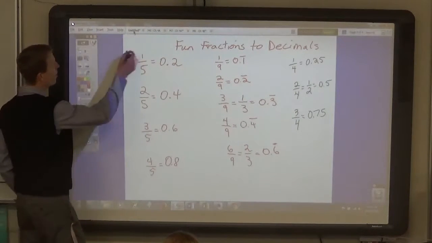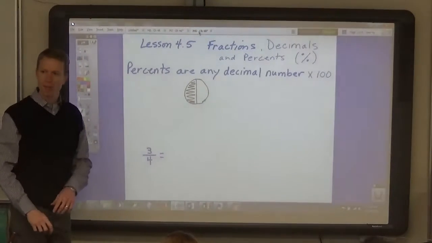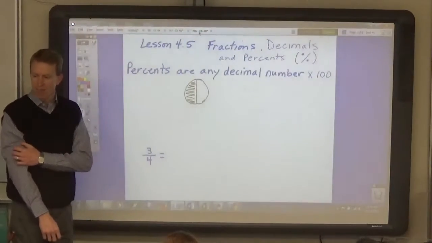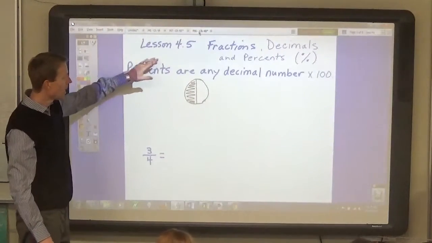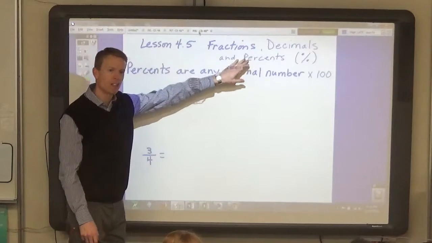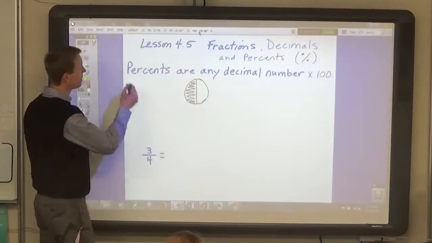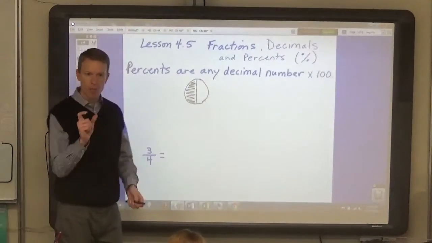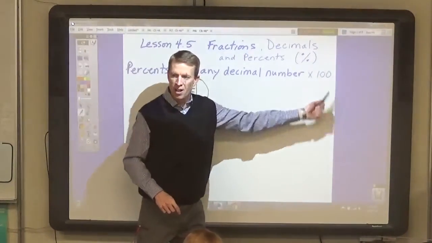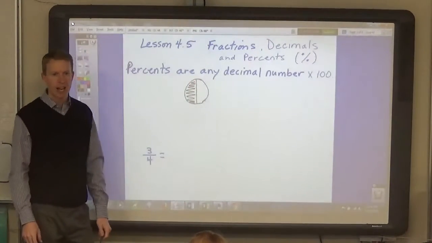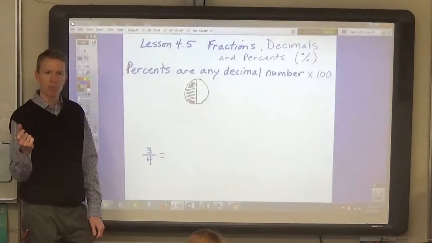And if you are converting fractions to decimals, it might be helpful because you don't have to divide those if you know them, okay? But we're going to talk about fractions and decimals, and then we're going to talk about percents, okay? Percents, like it says here, percents are numbers that have been multiplied by 100. Any number in decimal form that's been multiplied by 100 is in percent form.